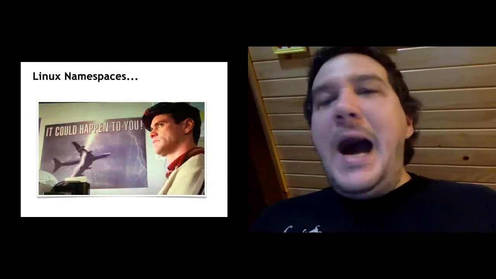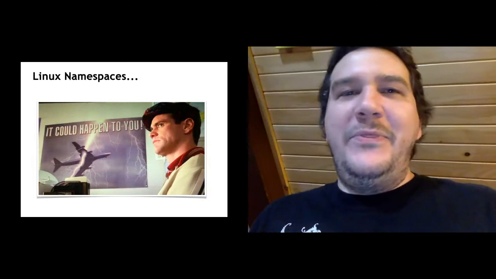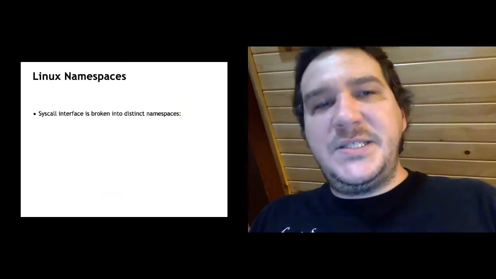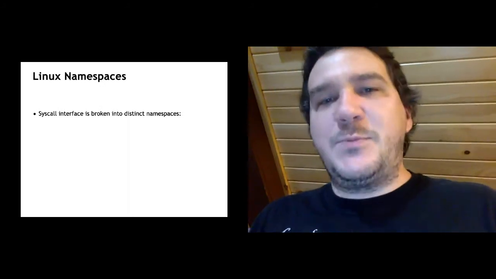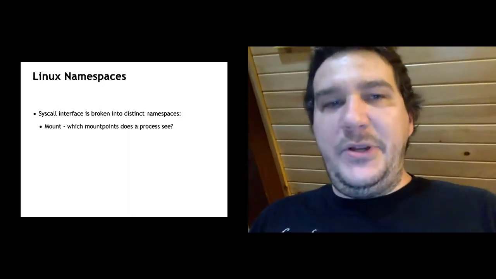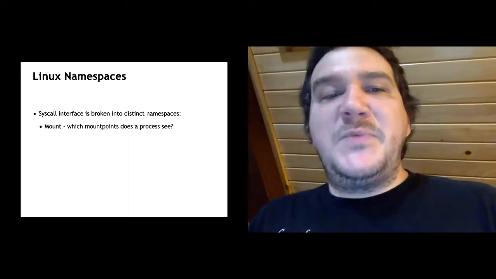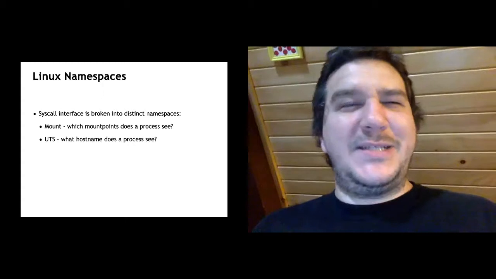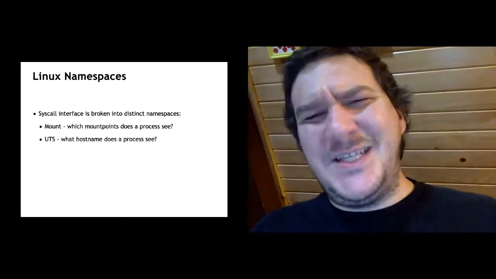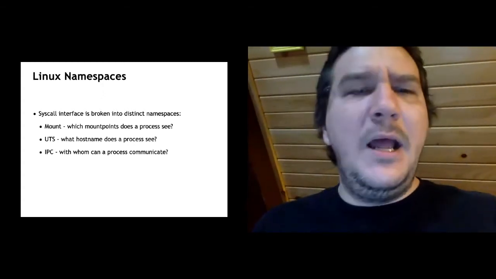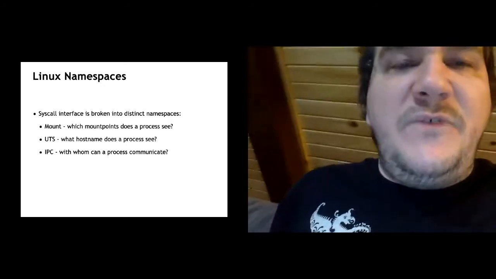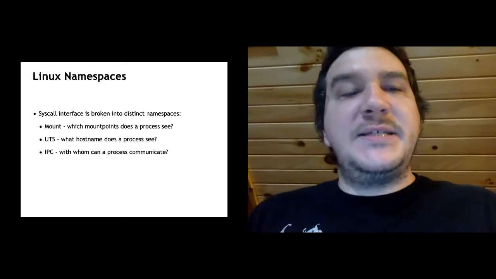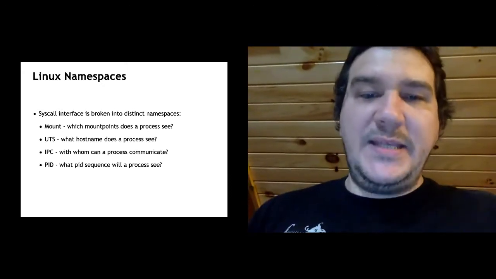Namespaces, I'm not a big fan, right? I just think they're more complicated than they have to be. So the Linux syscall interface, most of it is broken into different topic areas called namespaces. Mount namespace controls which mount points a process can see. UTS, Unix time sharing system, controls the host name. Why is that its own namespace? I don't get it. IPC, so if you want to be able to use any kind of shared memory or anything with another process, you've got to be in the same IPC namespace.